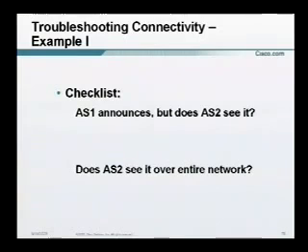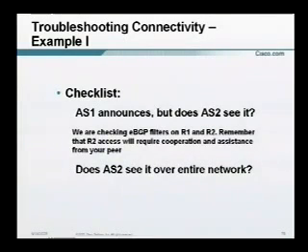So AS1 announces, but does AS2 see it? Well, here we're checking the eBGP filters on router 1 and router 2. Router 1's in AS1, router 2 is in AS2. Remember that you need router 2 access to do this. It doesn't mean you send an email to your neighboring ISP and say, "Oi, give me access to your router." You'll ask them, "I'm trying to troubleshoot blah, blah, blah. Do you see this network on your neighboring router?" And if they do, well, then ask them to give you a show output for that prefix.